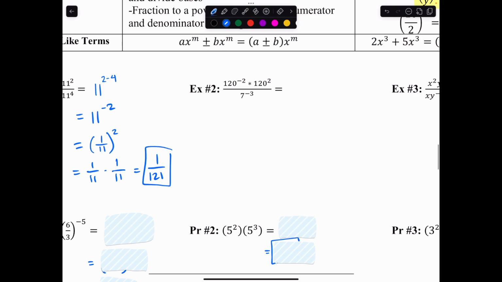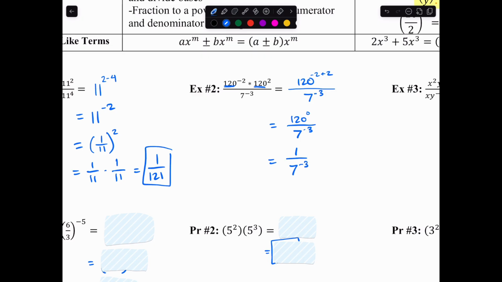For example 2, I see the same base show up twice. So I'm going to use my multiplication rule. I'll leave the denominator alone for now, since the multiplication rule only works when I'm talking about the same base. So I'm going to rewrite that as 12 to the 0, and I'm going to add the exponents. So negative 2 plus 2 is what we would have. But negative 2 plus 2 is 0. And any non-zero number to the 0 power is just 1.